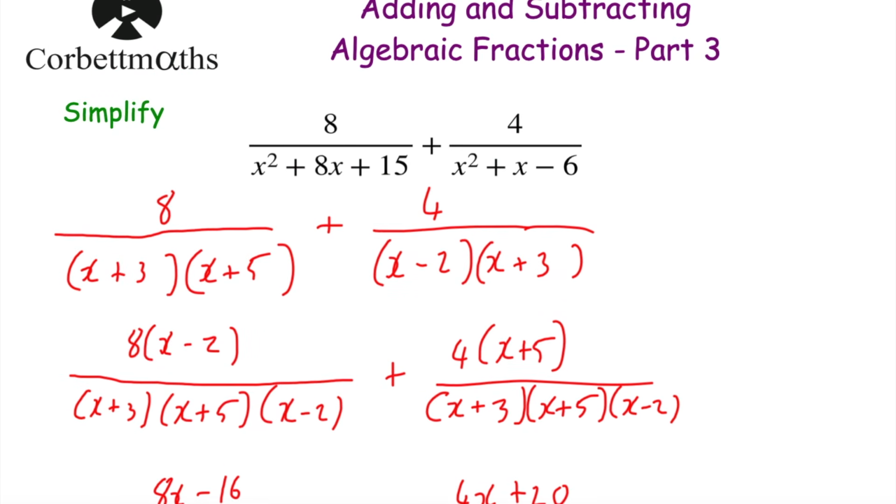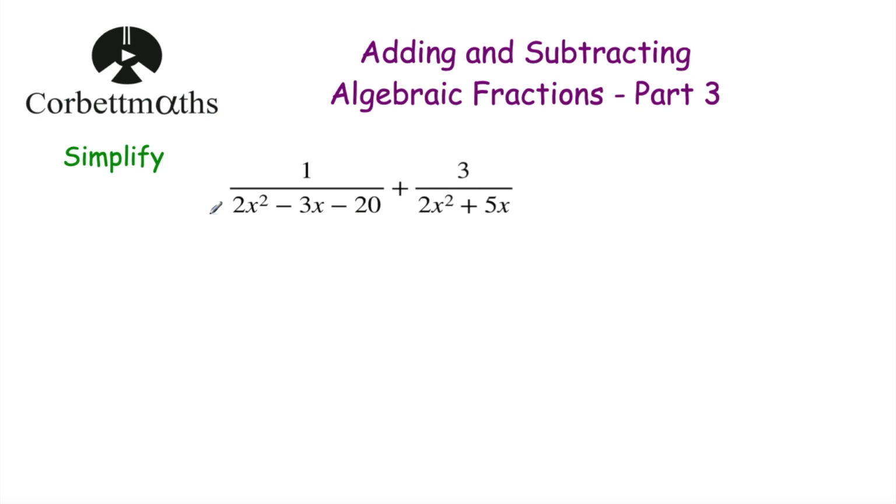Okay, let's have a look at our next question. Okay, so our next one, we've been asked to simplify 1 over 2x squared minus 3x minus 20 plus 3 over 2x squared plus 5x. Okay, so again, we have got two fractions where we've got quadratics on the denominators.